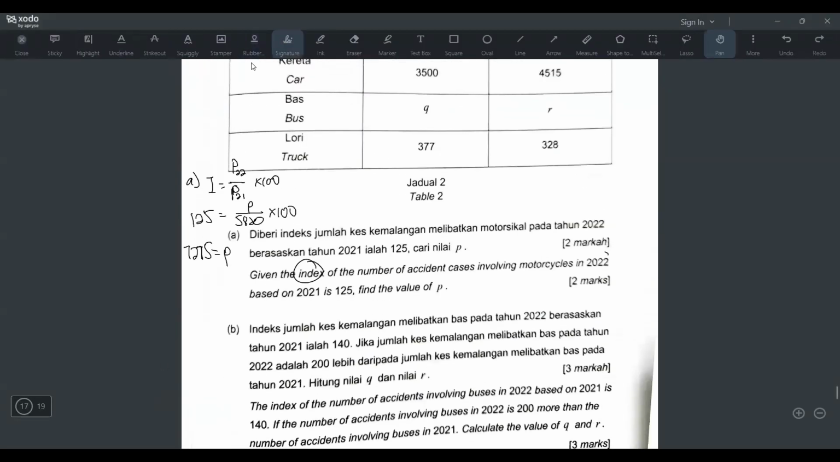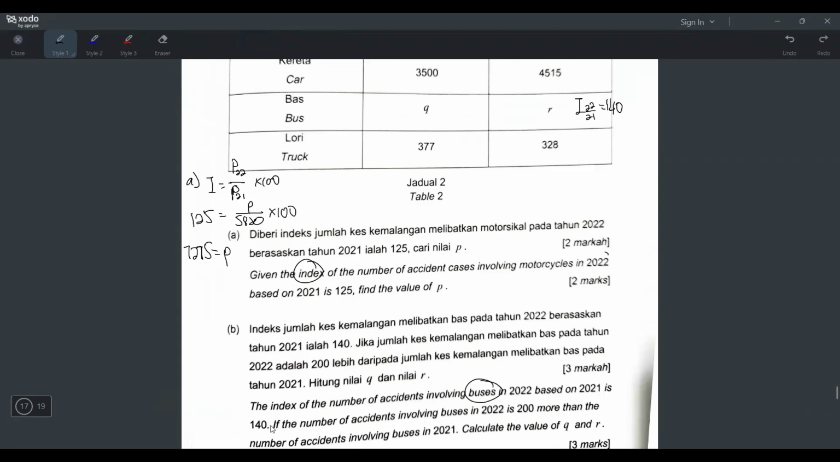B, I will do it up here. Okay, let's see. The index of number of accidents involving bus, so later focus on bus, is 2022 based on 2021 is 140. So the I for bus 2022, 2021 is 140. And if the number of accidents involving bus in 2022 is 200 more than the number in 2021, it means my R is equal to Q plus 200.